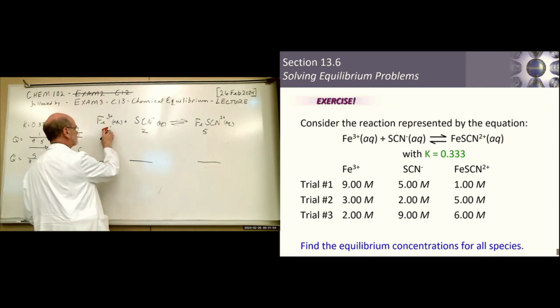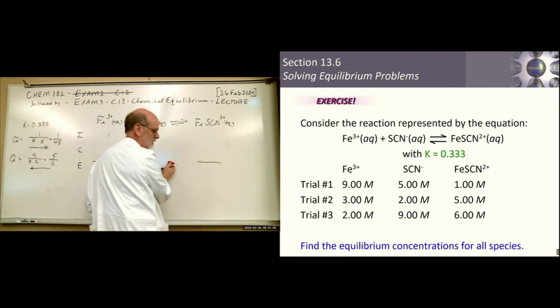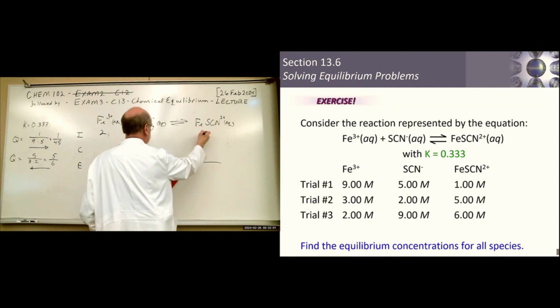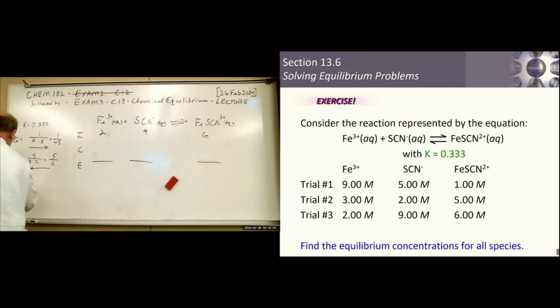And the last one is 2, 9, and 6. So this one is going to be 6 divided by 2 times 9, which is 6 divided by 18. 6 and 18 is 3, isn't it? This one is exactly 0.333. This one is equal to K. That one's not going to move at all.